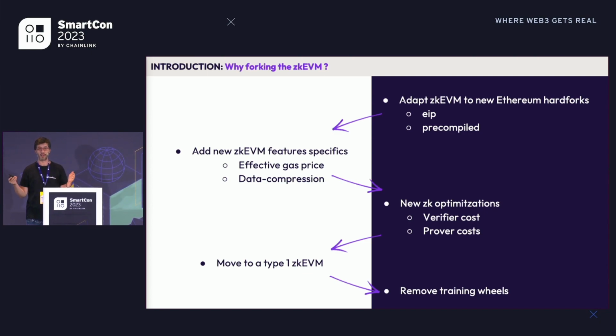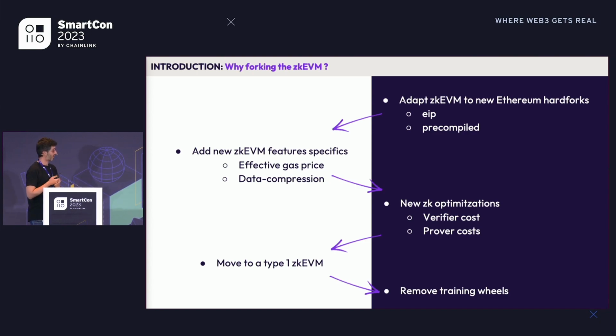Also, as you may know, in the zero knowledge ecosystem, there is a lot of research ongoing. So we are always willing to embrace all this new research that has been done. Basically, it's about new hash functions, new verifiers, new optimizations, and so on. When you want to integrate those into the zkEVM, you also need to do this kind of fork.